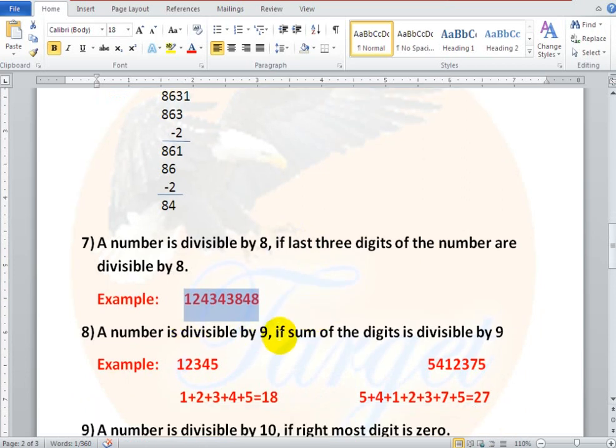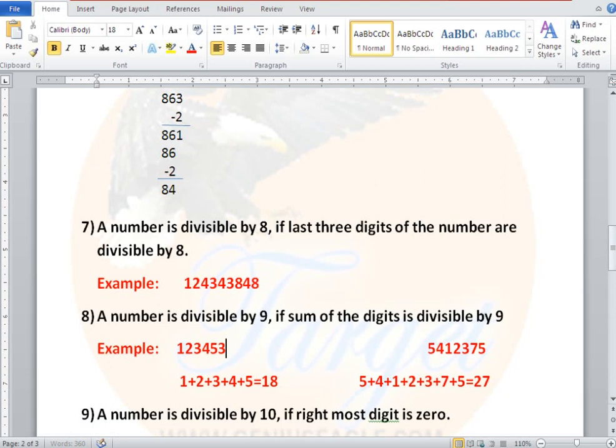Next is the case of number 9. If the sum of the digits of a number is divisible by 9, the complete number will also be divisible by 9. In this case, the sum of the digits of this number 1, 2, 3, 4, 5, 3 is equal to 18, and 18 is divisible by 9. So this complete number is also divisible by 9.